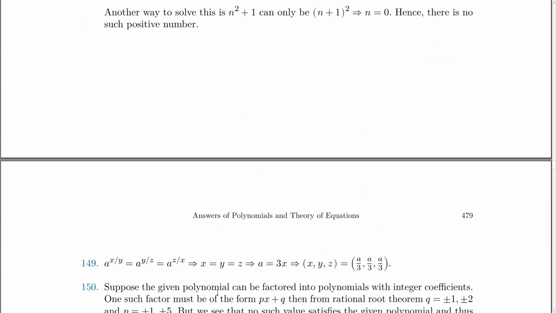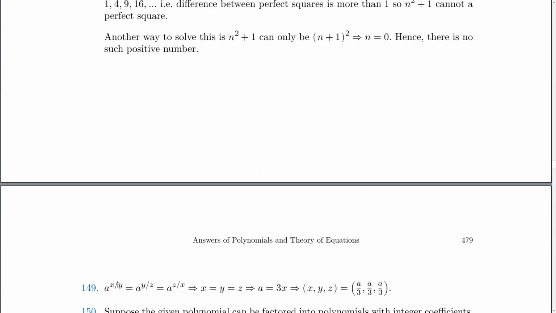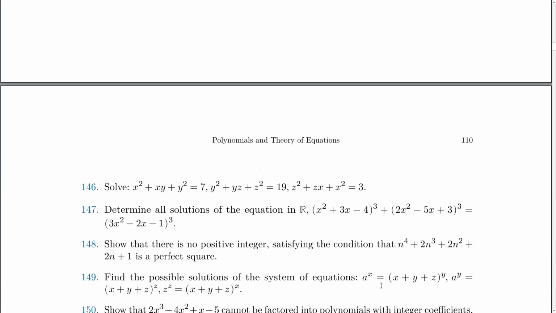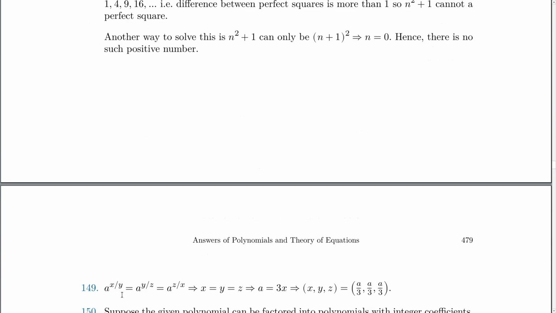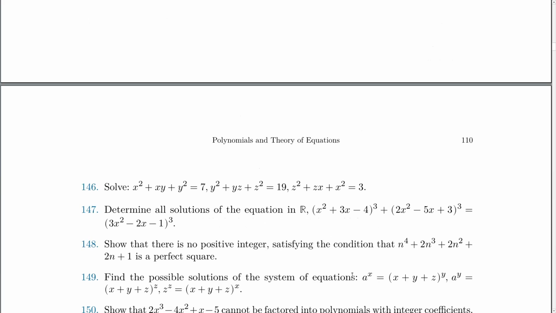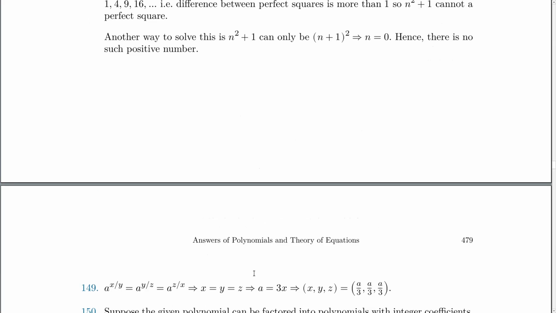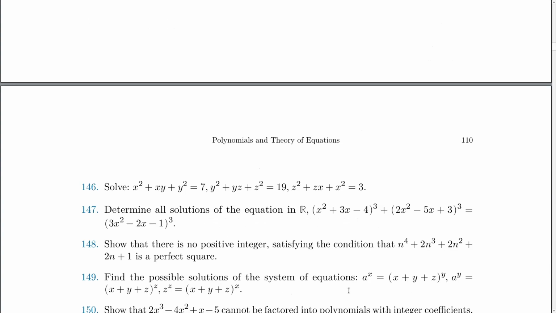So we are given that a^(x/y) is equal to a^(y/z) is equal to a^(z/x). Not divide actually, we substitute. All right, so once we have this, we can say that x is equal to y is equal to z. That is, a is equal to 3x, which implies that x, y, z are all equal to a/3.